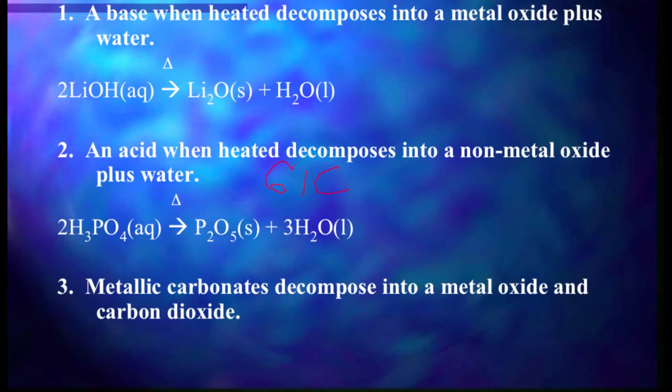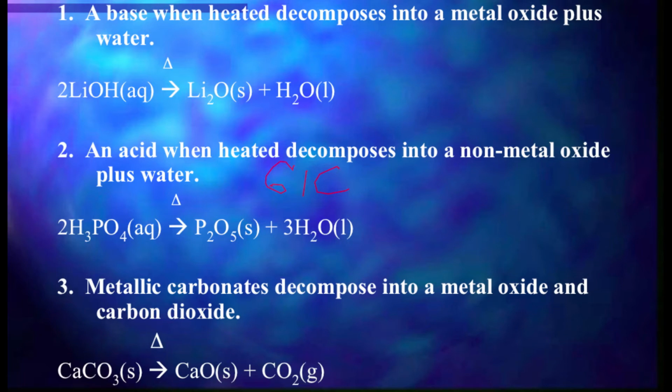Third rule is carbonates. There's a special rule for carbonates. They break down into metal oxide and carbon dioxide. A good example is marble or limestone will break down into calcium oxide, also called quicklime, and carbon dioxide. Pretty much all carbonates, when they're heated, will release CO2. And that's a good way to test. You can test for the presence of CO2 as to what kind of compound it is. But this is a very straightforward rule. You just have to remember that it turns into a metal oxide and carbon dioxide.